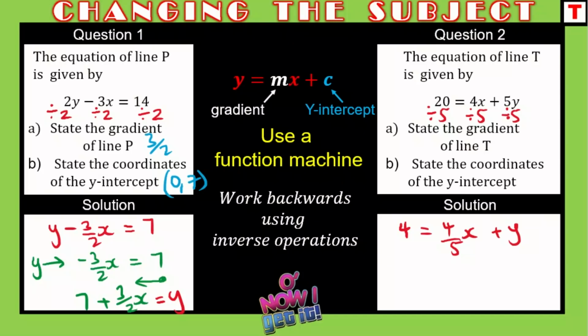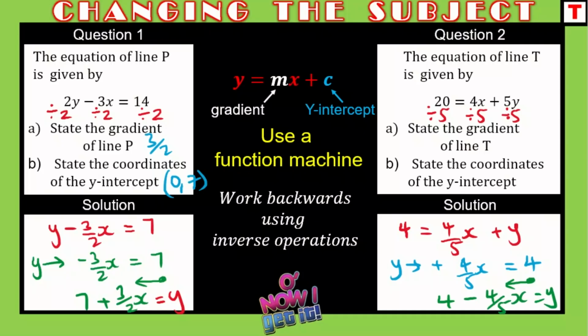So we want to get y by itself. So we need to figure out what is happening with y right there. Because we can see that in this case, if we write it as a function machine, we are adding 4 over 5x to get a new output there of 4. Therefore, if we begin with 4 and we work backwards, we can see that we're going to get 4, and then we're going to be taking away 4 upon 5x to give us the value of y.